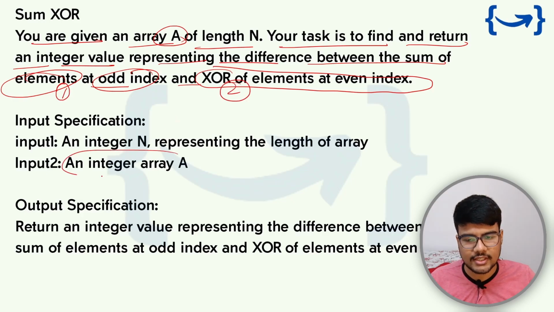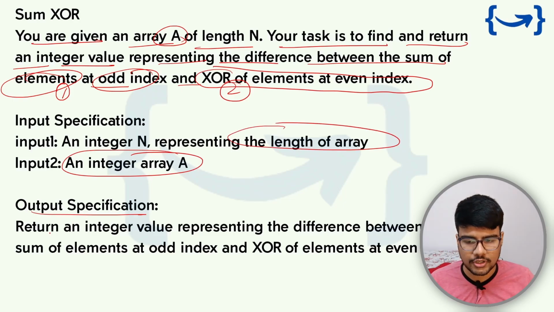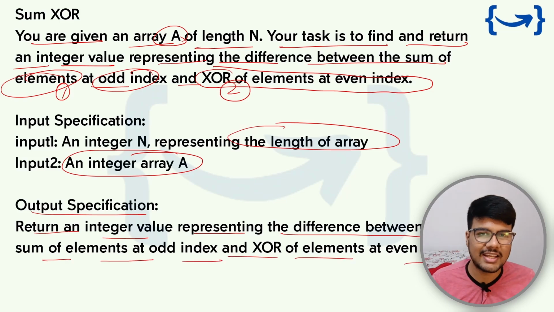And the specific thing is A as an integer and the length of the array given as 2 inputs. So now the output: return a value representing the difference between the sum of elements at odd index and XOR of the elements at even index.